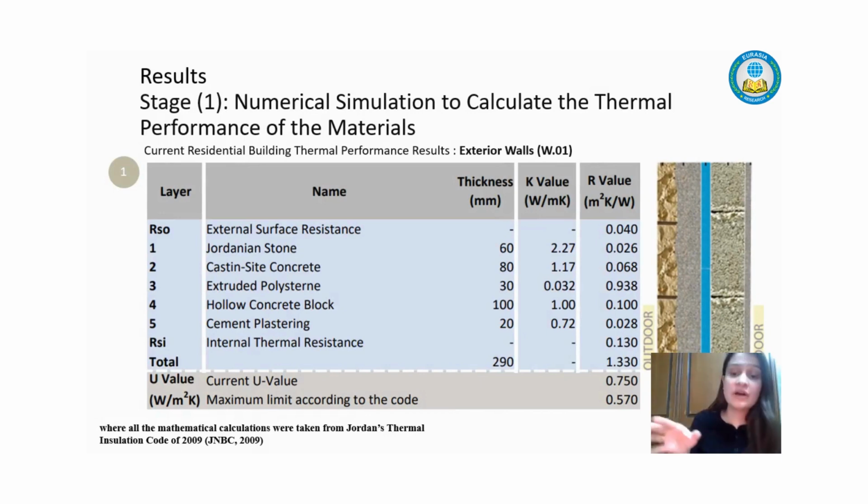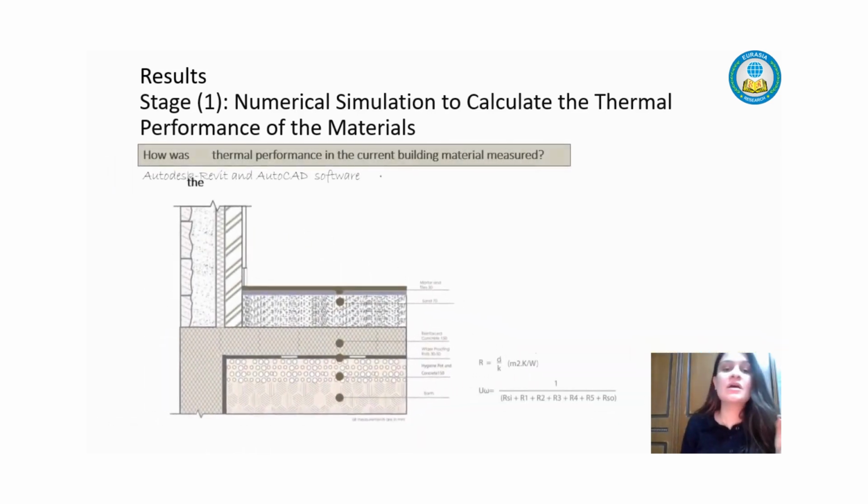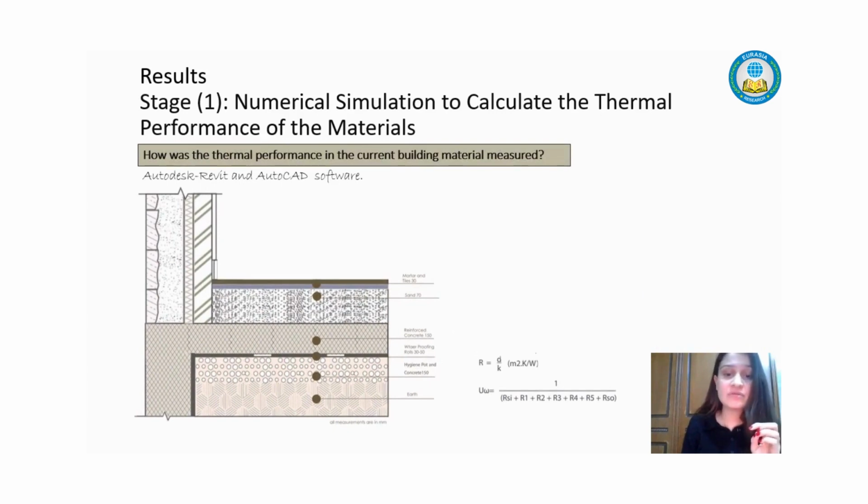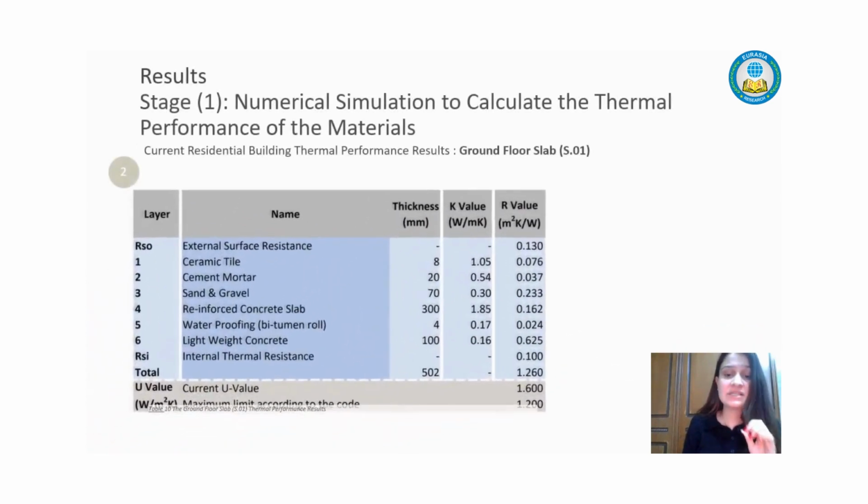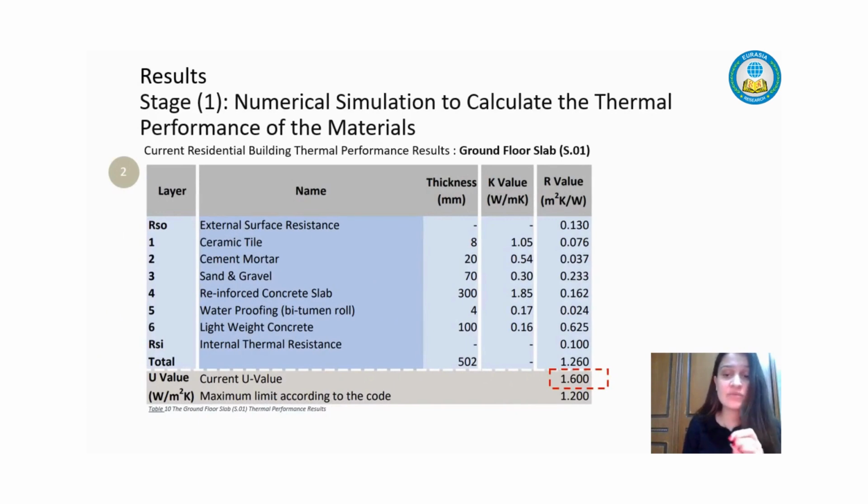I calculated that the U value was 0.75 watt per meter square Kelvin. How would I know if this is a good indicator or not? I compared it with the codes. There's a maximum code here in Jordan that it shouldn't exceed, which is 0.57 for the walls. And it did exceed it, which means that the thermal performance of the wall in its current situation isn't good. I've done the same thing to the ground floor slab, finding that the ground floor slab had a U value of 1.6 and it shouldn't be more than 1.2.